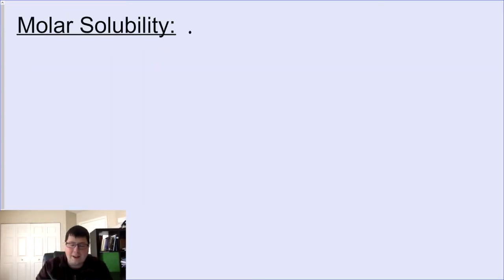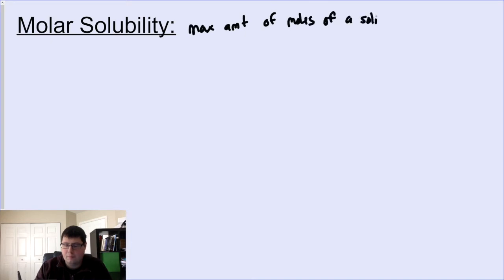Molar solubility is the maximum amount of moles of a solid that can dissolve in a liter of solution.